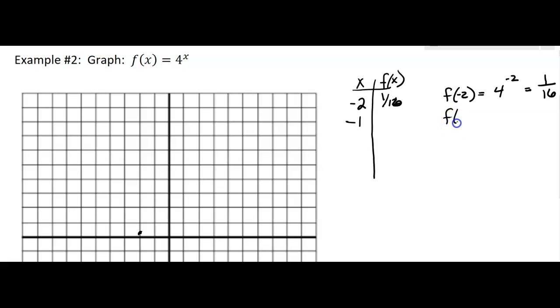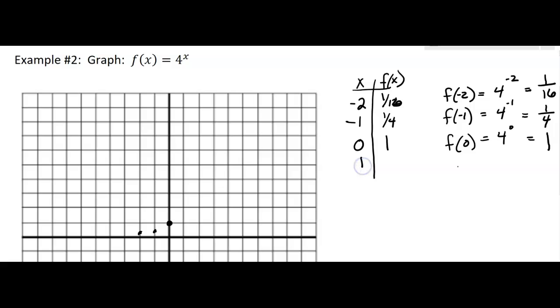All right, what if we put in -1? Then we have f of -1, which is equal to 4 to the power of -1, which is equal to 1 over 4. So a little bit bigger, 1/4. It's going up. It's kind of hard to see because this is pretty small scale here. All right, what if we put in 0? Well, f of 0 would equal 4 to the power of 0, and anything to the 0 power is 1. So we get the point 0, 1.